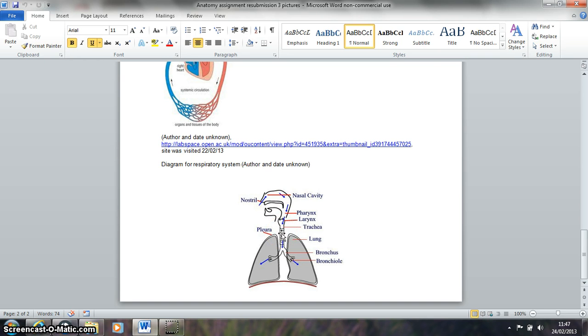The oxygen heads down through here and then splits off into two separate areas called the bronchi. This heads towards your lungs. From there, just before they reach your lungs, they will split off again into even smaller branches called the bronchioles.